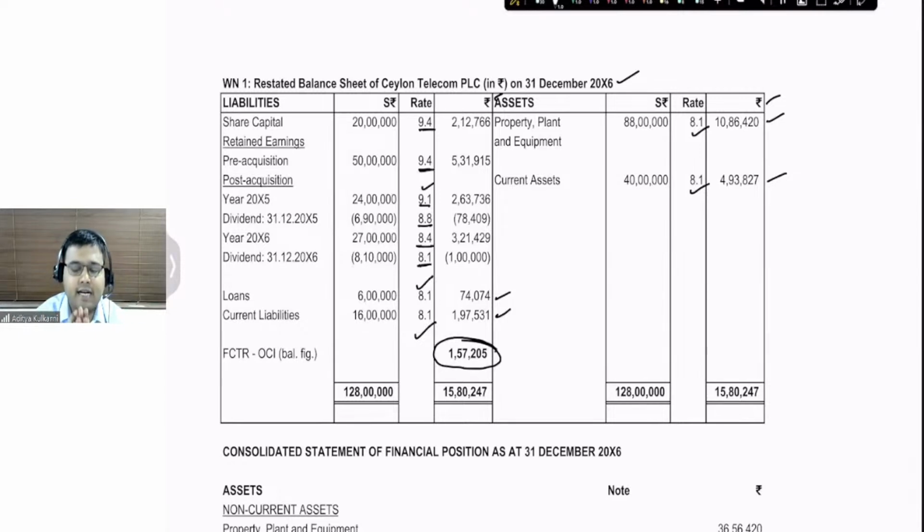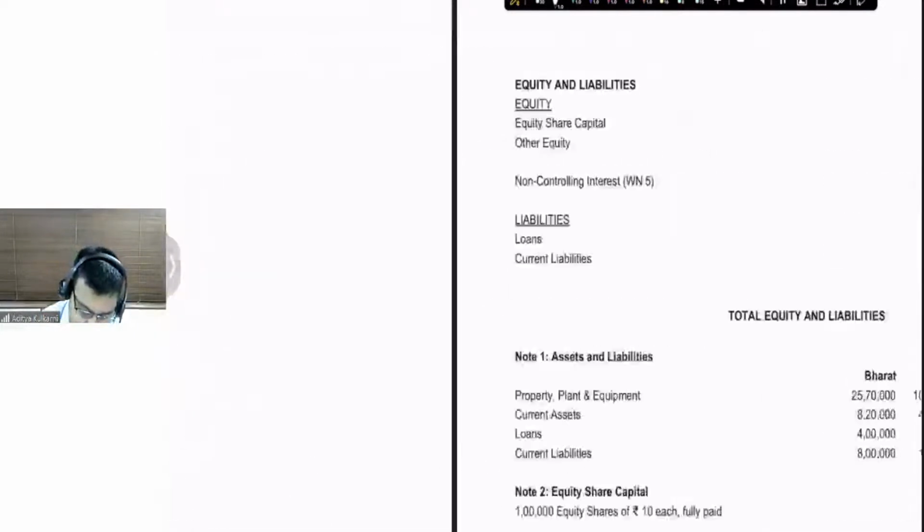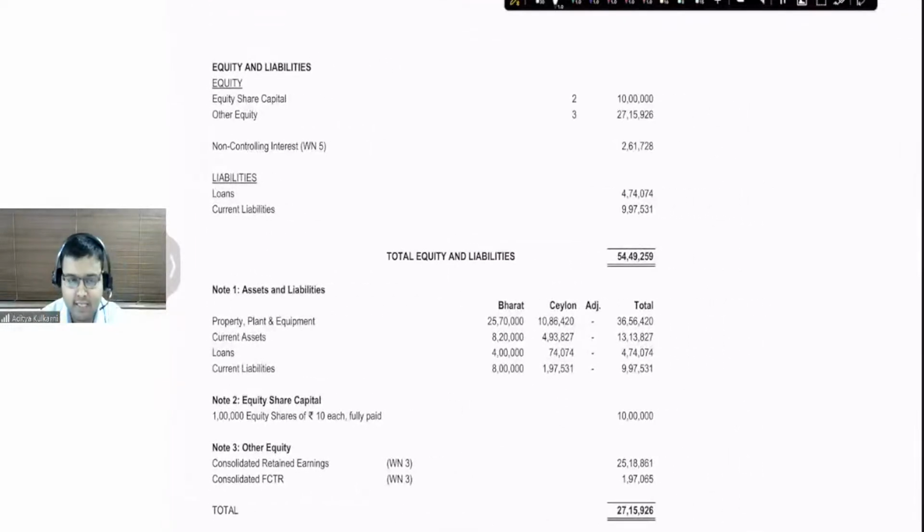We've still not yet started consolidation. Right now we have just converted the balance sheet of the subsidiary. Are you convinced? Yes. All right. Great. So everybody is okay with the conversions. We got a balance in the FCTR. Now let us move on to the usual steps.